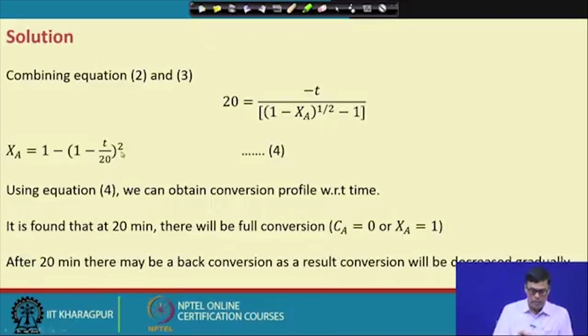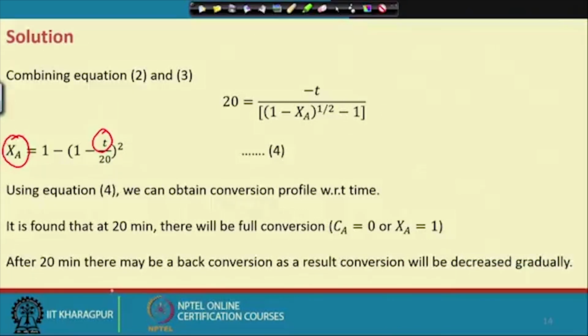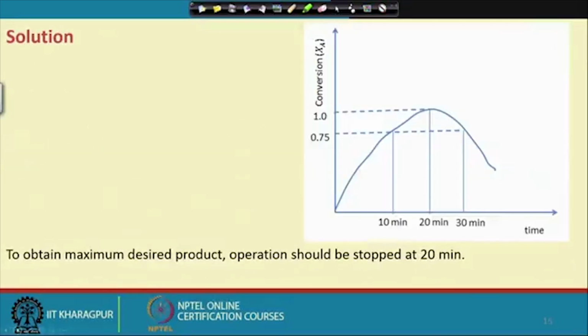Now, in this equation, if we put different values of t, then you can find out the xa fraction. So, then we can find a correlation. We can find here a correlation of xa. Am I right? This is xa and this is time. So, if we put this equation, you will find this correlation like this.